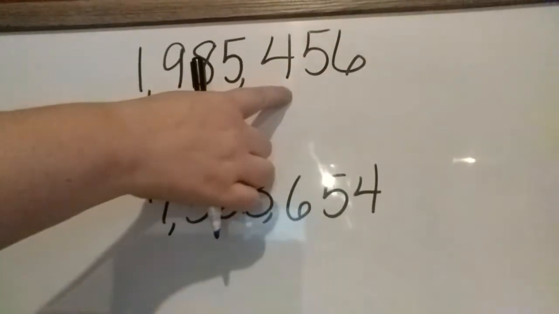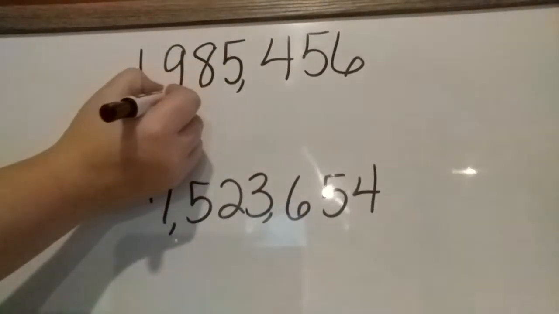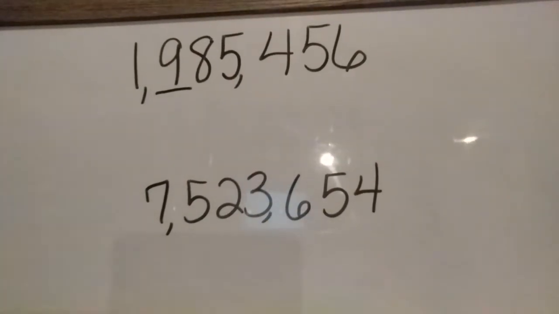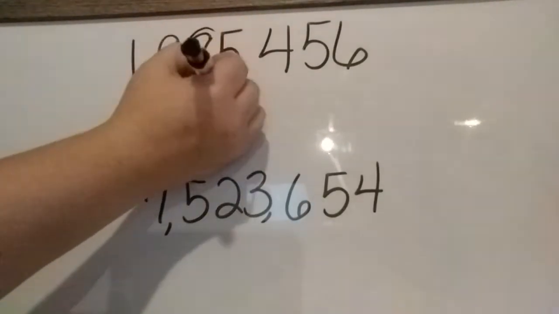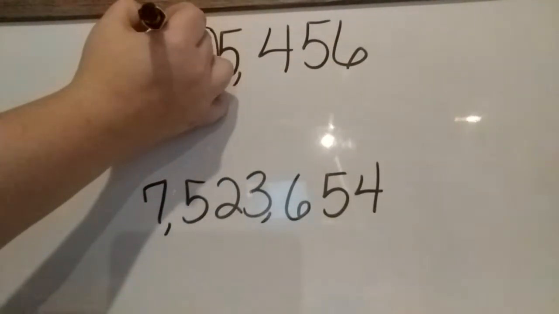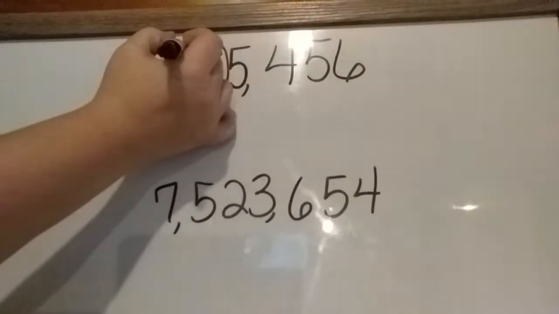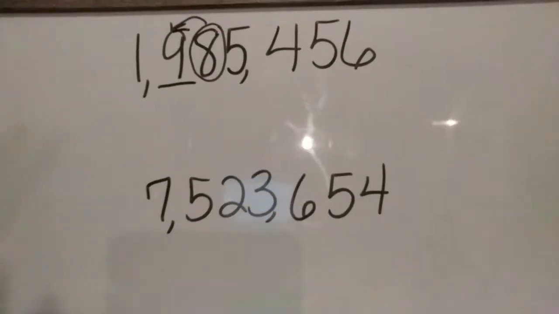Ones, tens, hundreds, thousands, 10,000s, 100,000s. Remember, you underline where you're rounding to. The boss is always right. So the boss is to the right. Remember our little rhyme to help us remember those. 0 to 4, stay on the floor. That would mean 9 would stay at 9. 5 to 9, climb the vine. That means 9 would go up to the next number, which is 10.